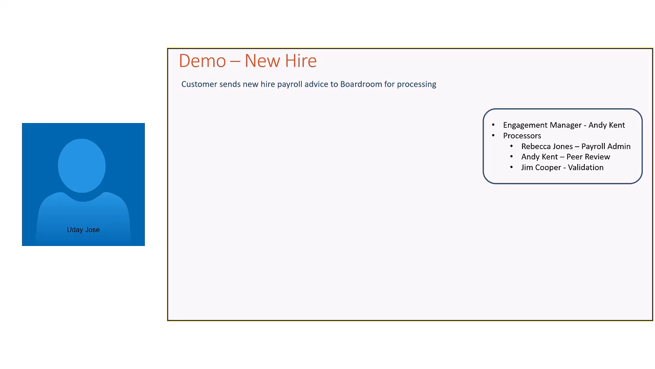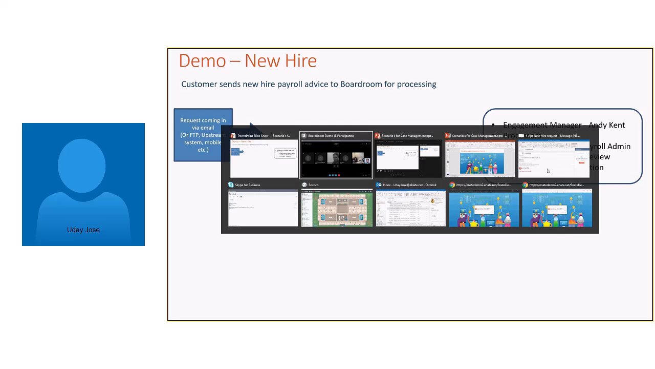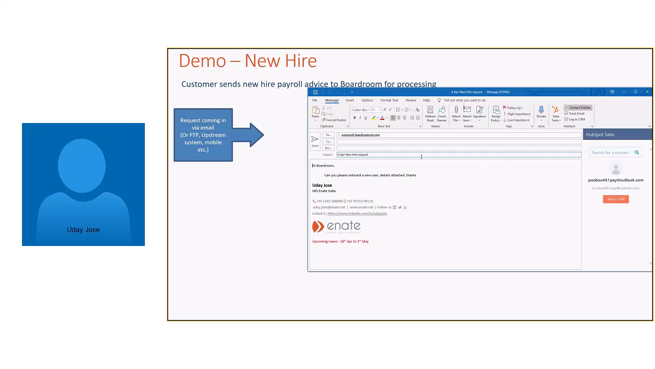I'm going to run one slide and then we'll move straight into the product. We are going to send a new hire payroll request via email to BoardRoom. There are going to be 2 or 3 different actors in this process. There's going to be Andy Kent, who's going to act as the engagement manager. Rebecca, who's going to be payroll admin. Andy again will peer review what the payroll admin does, and then finally there'll be Jim Cooper, who will do some validation. On this example we're going to start it via an email. So let me just send that out so that gets picked up. That's the email I'm sending out. 4th April, new hire request from one of your customers saying, can you please onboard a new user here? So that's going.